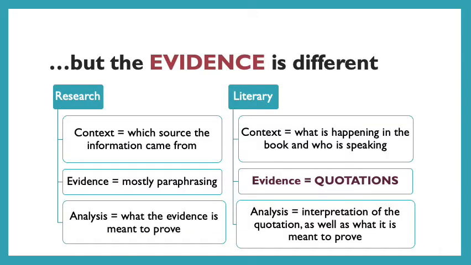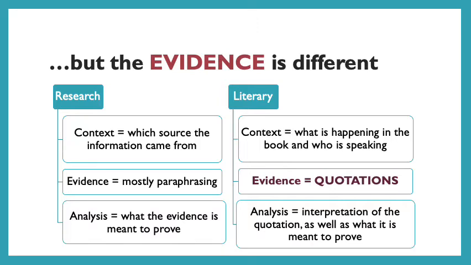The evidence is different, okay? And because the evidence is different, so are the context and the analysis. So the evidence in a research paper is mostly paraphrasing. You're summarizing in your own words, okay? And you can get a lot of evidence out there before you have any analysis to say. The context is which source the information came from, and the analysis is what the evidence is meant to prove.